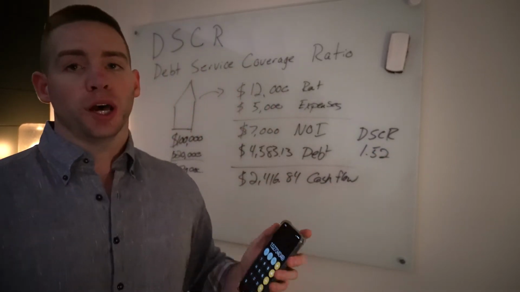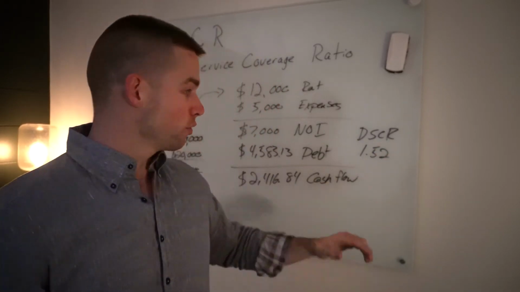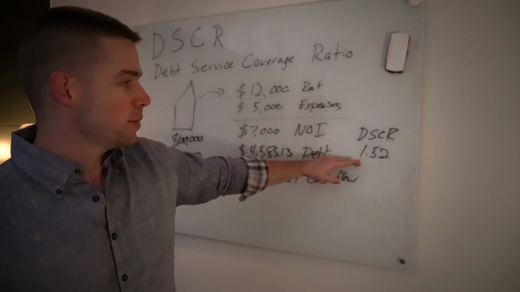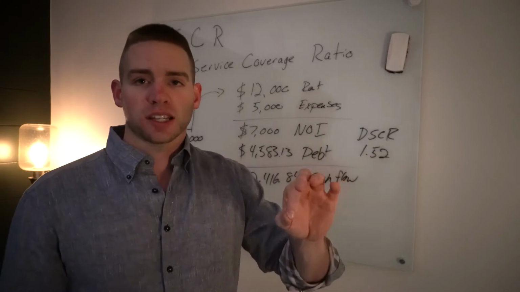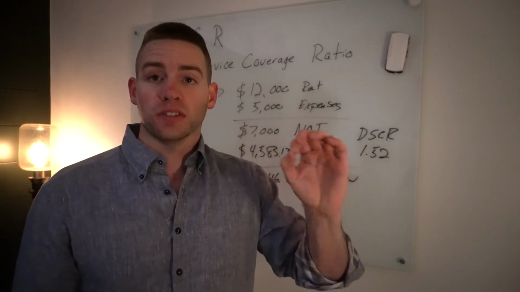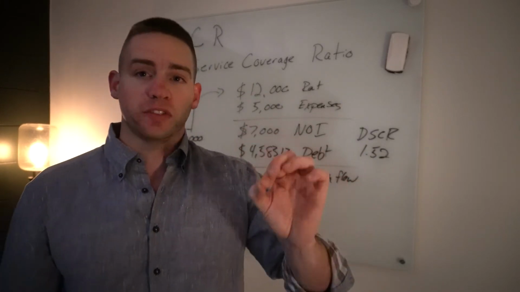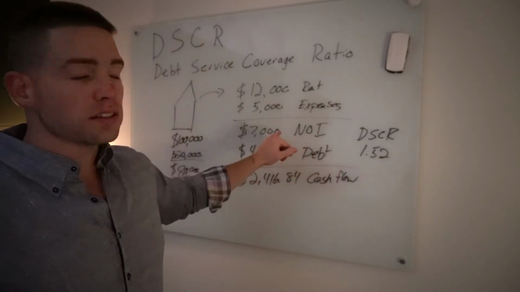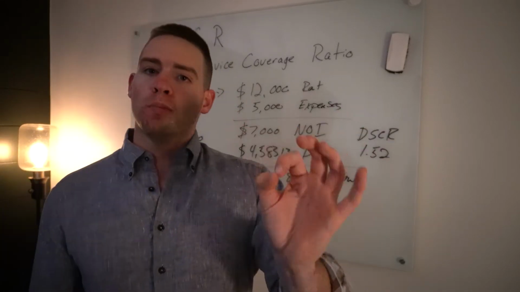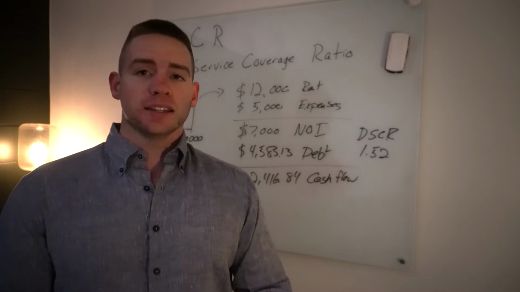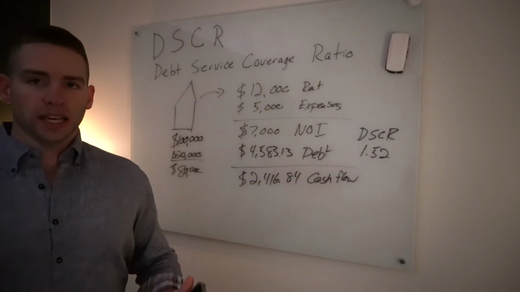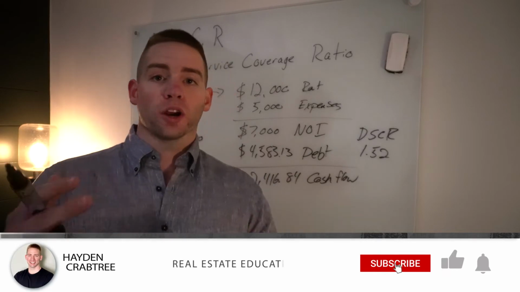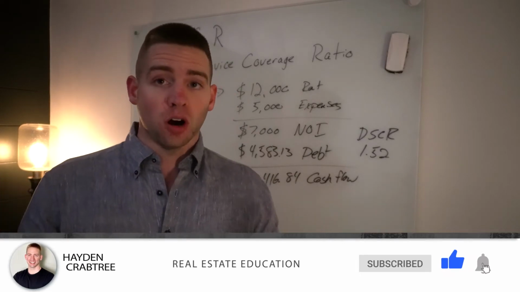Very simply put, what that tells me is for every dollar of debt payment I have $1.52 of NOI to pay that. I'll say that again. For every dollar of debt payment I have $1.52 of NOI to cover that. That's very good. 1.52 is a very healthy debt service coverage ratio number. And so now that you understand what DSCR is, let's talk real quick about where DSCR should fall.